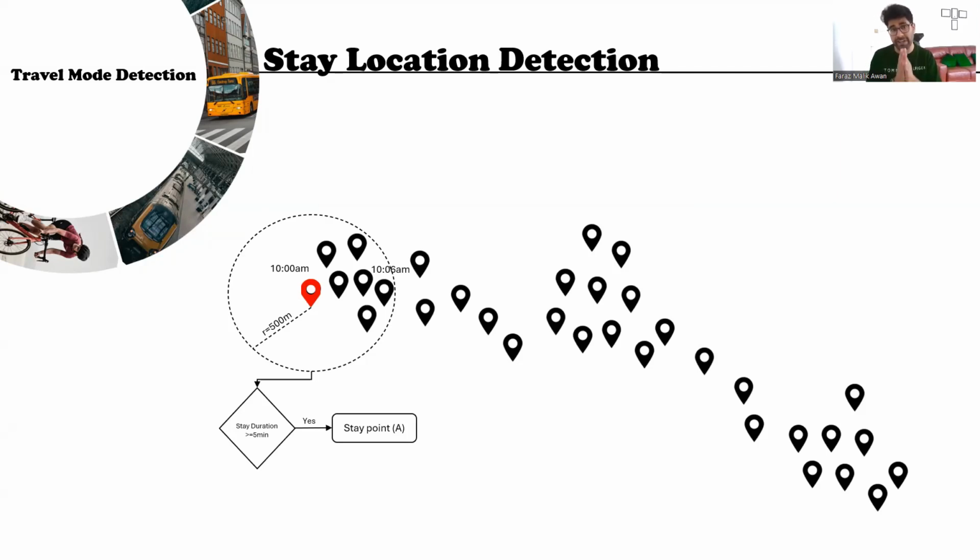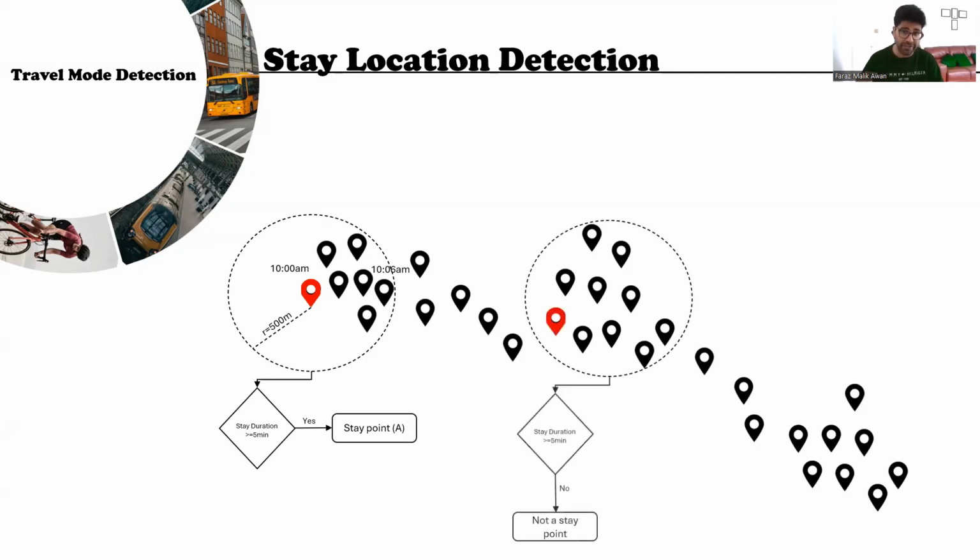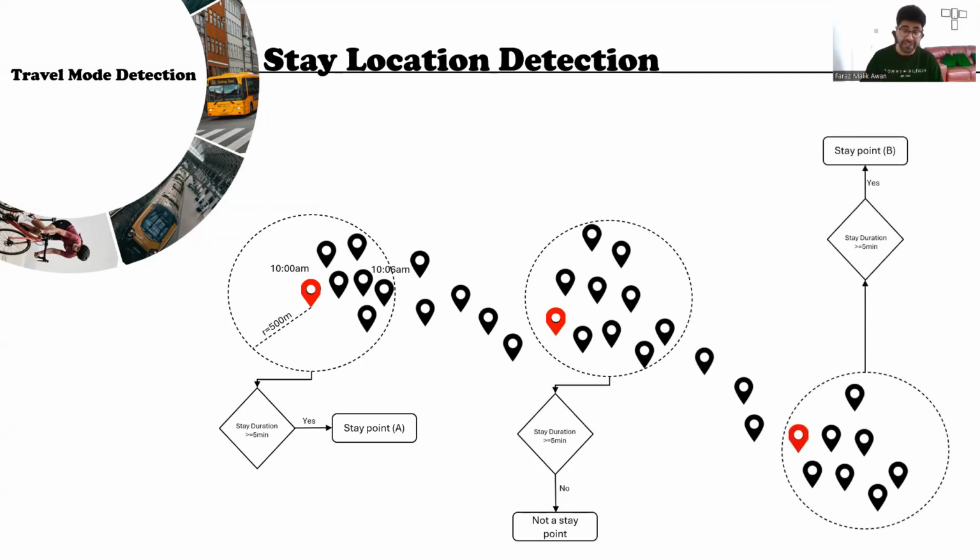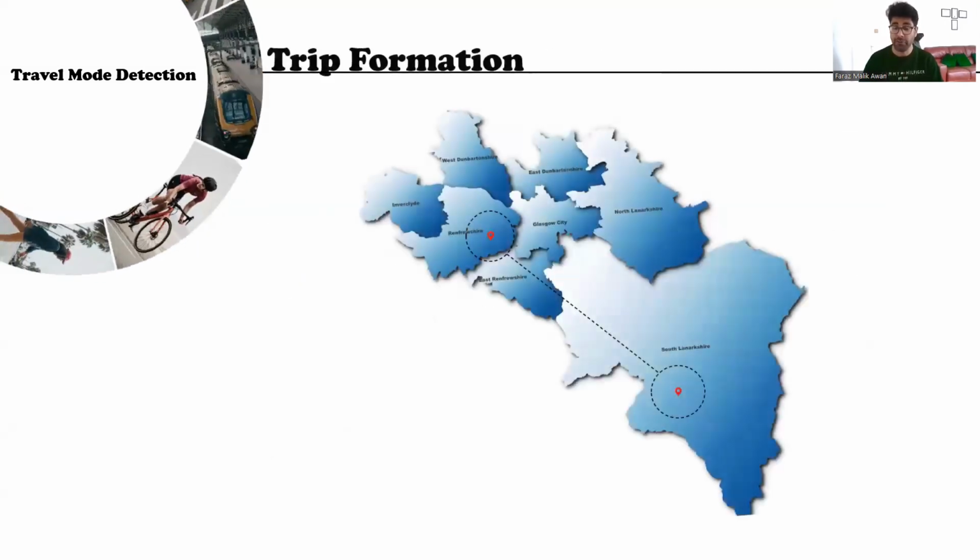Starting from the first point outside the detected location, we keep going on looking for more stay locations. Once all the stay locations are detected, flow is generated. Flow is established between consecutive stay locations, which is known as a trip.